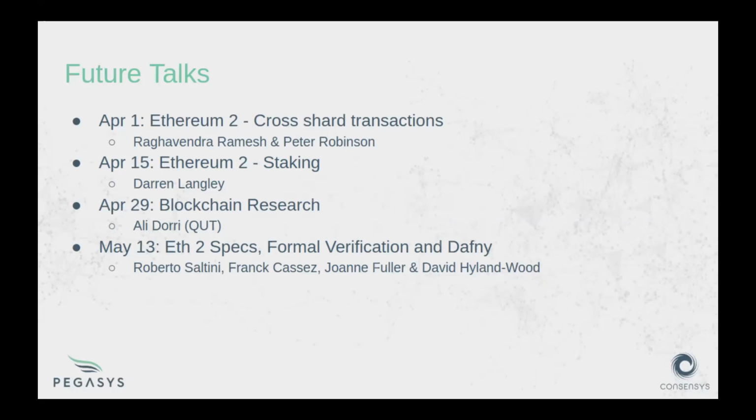Okay, so we have some more talks coming up. Thank you to the Chainlink team. That was fantastic, by the way. No, thanks for having us on, Peter. It's great. So the ones that we've got coming up: Ethereum 2 cross-shard, where Raghavendra and I are going to chat about cross-shard techniques that people have proposed. Darren Langley is going to give a talk on Ethereum 2 staking. Then Ali Dori is going to talk about his blockchain research. And then we're going to have Roberto or Frank, and Joanne David, maybe a combination of them, talking about Ethereum 2 formal verification and Daphne, and what they've got up to as far as formally verifying the beacon chain.